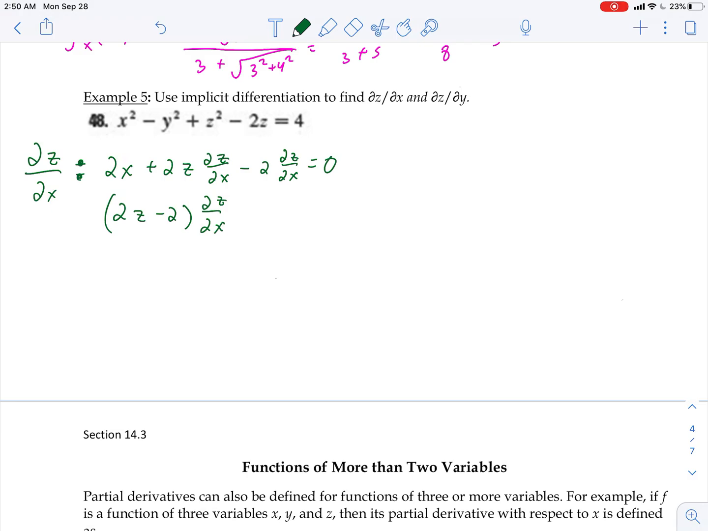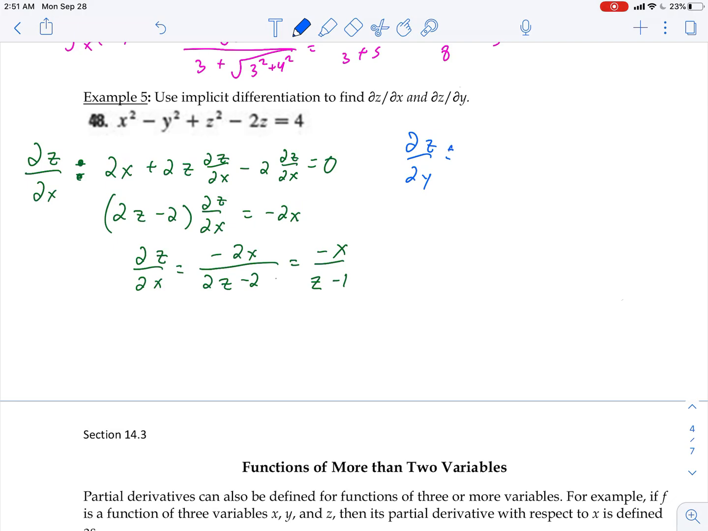Partial z with respect to x, and again, you could use a different notation if you wanted. You could have said z sub x if you wanted to use that. This is equal to negative 2x. Divide, so our partial z with respect to x is just negative 2x divided by 2z minus 2, and I can cancel out the 2's, so I get negative x over z minus 1. You could write that as x over 1 minus z and get rid of the negative on top if you want to as well. All right, so let's see the next one.